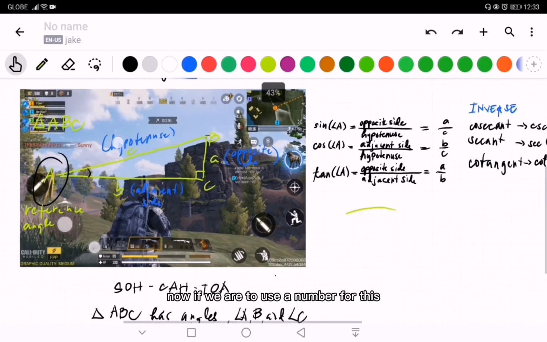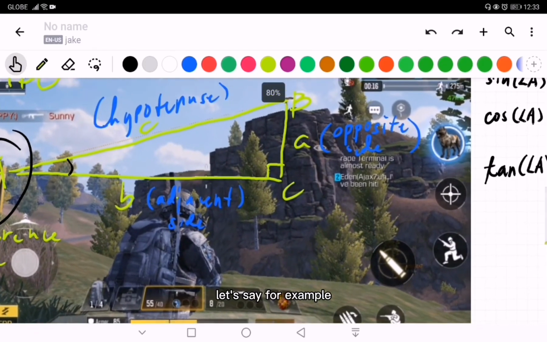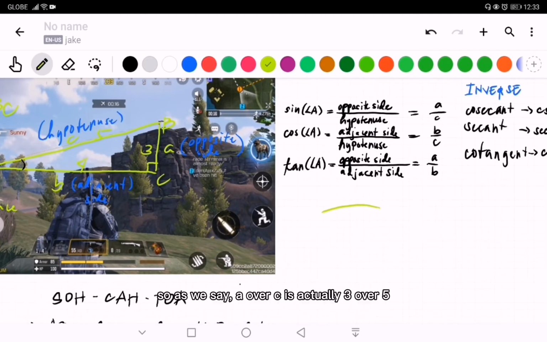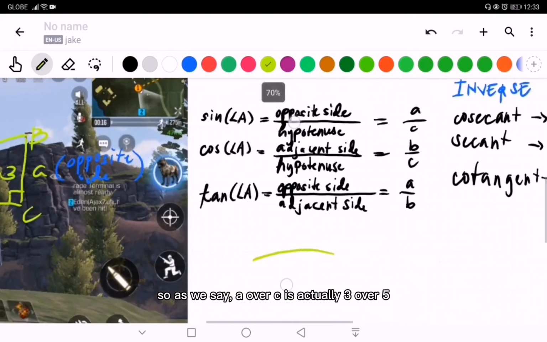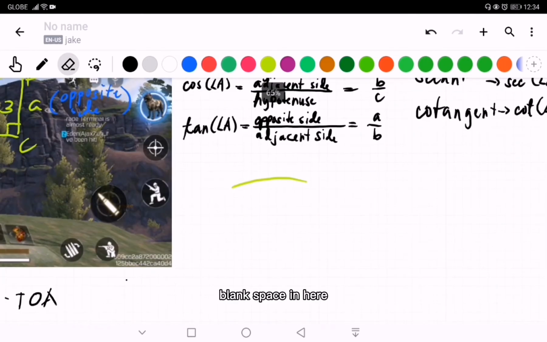Now, if we are to use a number for this right triangle in here, let's say for example side A is 3 units and side B measures 4 units and then the hypotenuse is 5. Therefore, the following ratios will be derived. So as we say, A over C is actually 3 over 5. Let's write it down in another blank space in here.